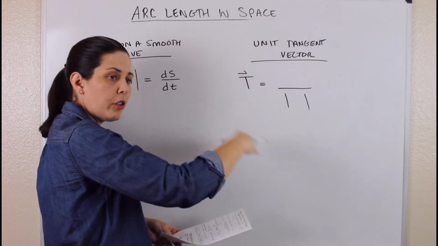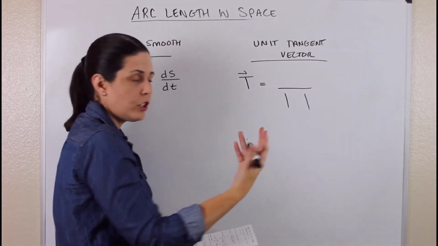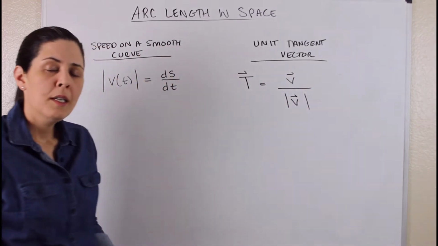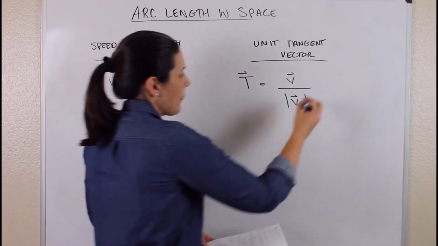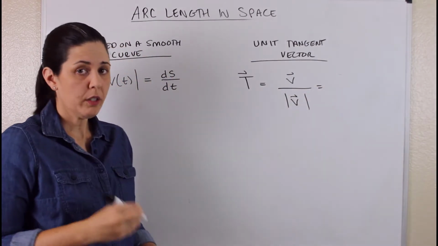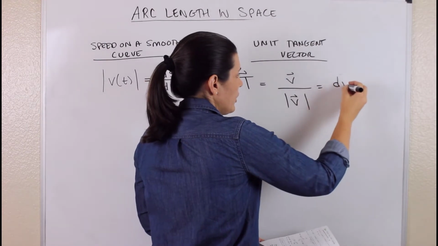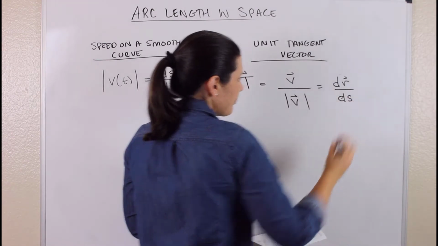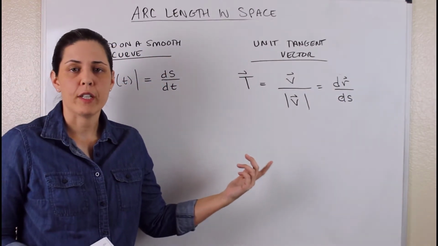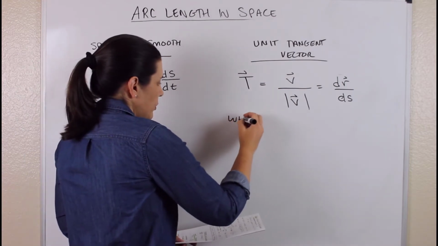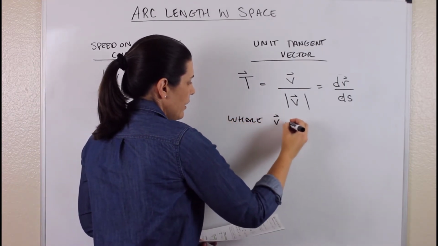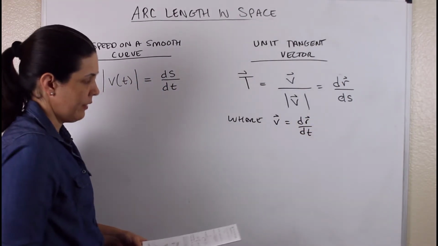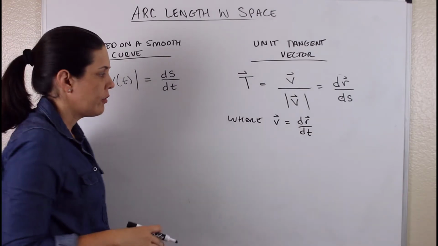So if you're thinking about your curve, the derivative of the position is the velocity. So it's the velocity over its magnitude. But now in terms of arc length, if your curve is parameterized with arc length, you can actually just differentiate your vector curve function, r, with respect to s. And that's going to give you that unit tangent vector. So let me add a little bit here, where v is the derivative of r with respect to t, and it's the vector tangent to the curve, r of t.